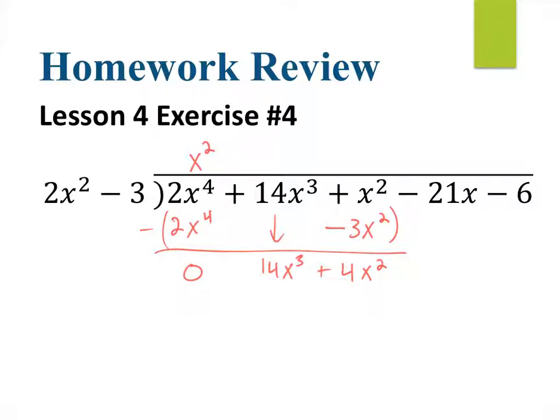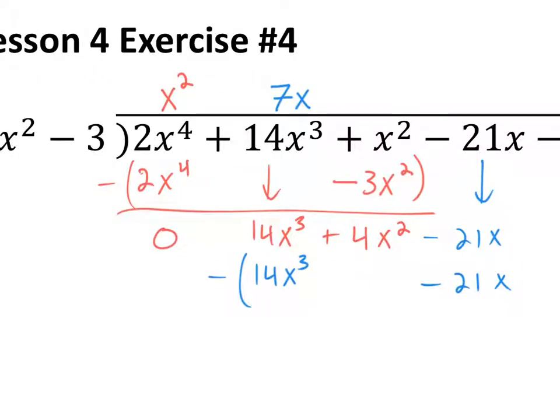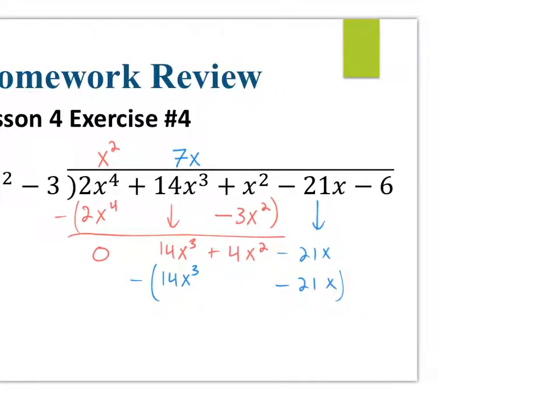Something times 2x squared is going to give me 14x cubed. It's got to be 7x. So 14x cubed, then 7x times negative 3, I probably got to bring that down, is negative 21x. This is handy. Ooh, I like how this is turning out. Now I subtract everything. Zoom back out for a second.